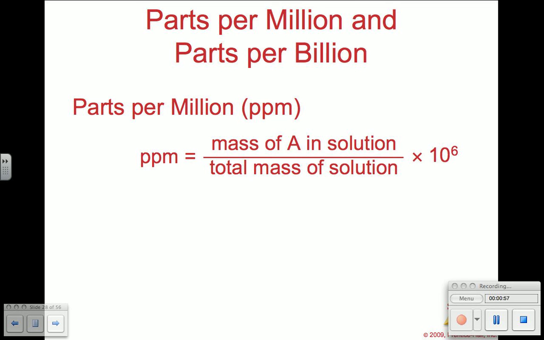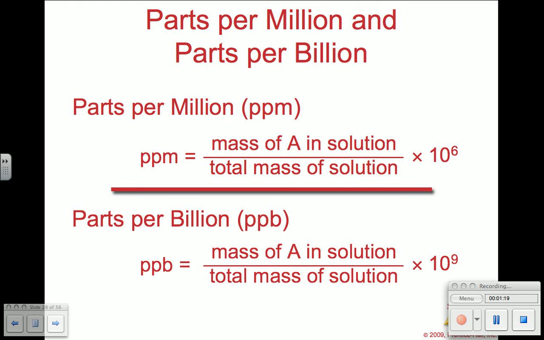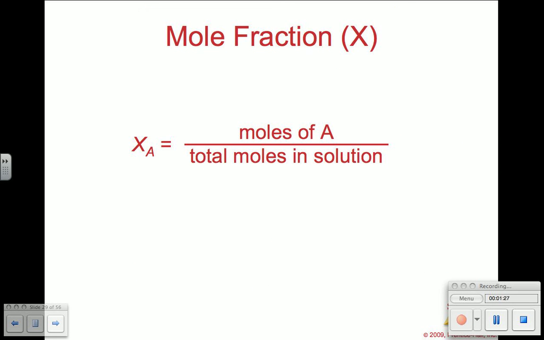Okay, another form of concentration would be parts per million. This is basically the mass of a substance in solution by the total mass, but times 10 to the 6th. So usually you have very small amounts, often in ecology and environmental science. You talk parts per million, and that's usually in solution. And then you can also have parts per billion, so obviously a very small amount of a substance in that solution.